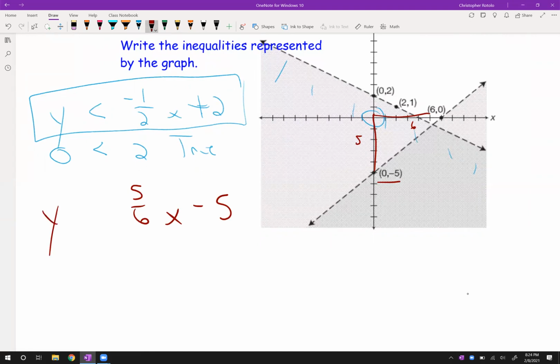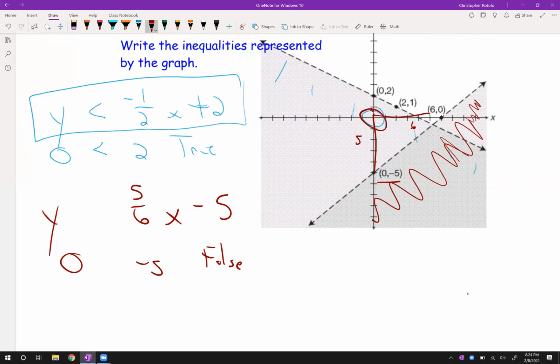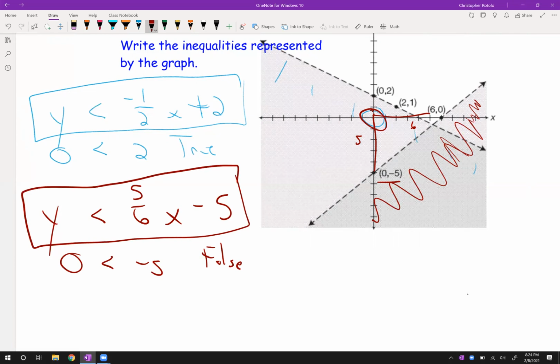-5x. All right, so that means I'm going to go up 5 and over 6. You don't believe me? Count it. All right, this time, notice this point right here, right? That means it's shaded over here, which means I'm trying to make a false statement about 0 and -5. Now, I know 0 is actually greater than -5, but I need to make it false. So I'm going to say less than, and I will not put an equals to on it because it's a dashed line.